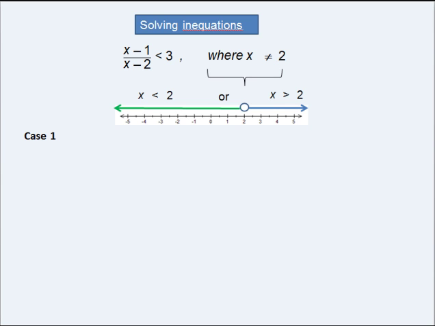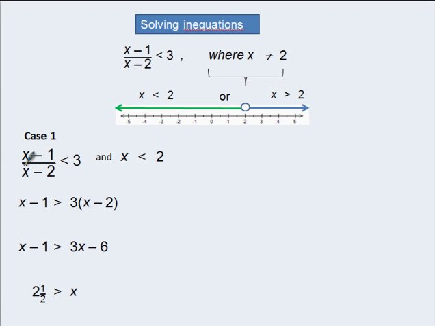Okay, let's look at case 1. This is the case where the fraction part is less than 3 and x is less than 2. Now let's take a look at x - 2, the bottom part of the fraction, with x less than 2. If x is less than 2, then a number smaller than 2, minus 2, is going to be a negative. Therefore x - 2, with the case x less than 2, will always be a negative number. And that's important in solving case 1.